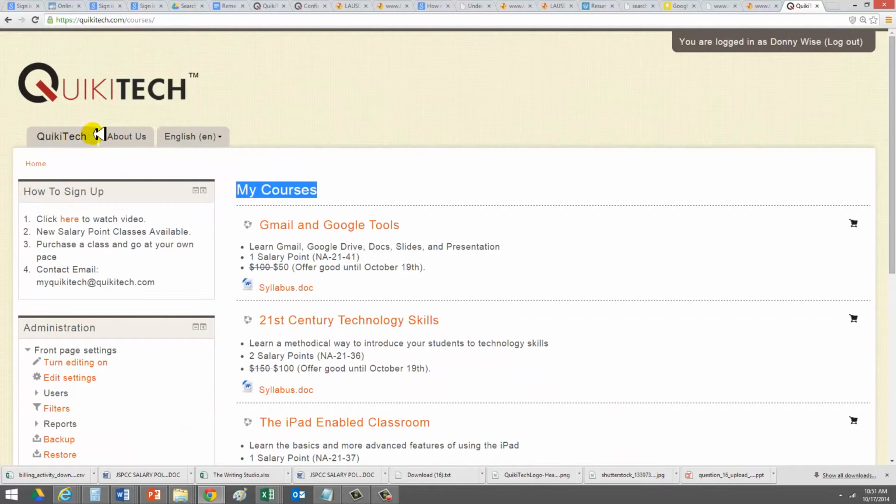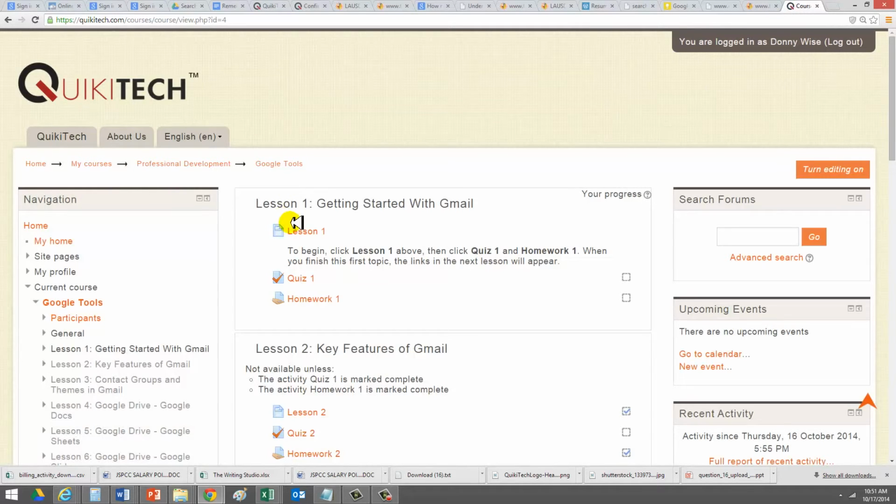Okay, let's go really quickly to a particular course. If we click on the Gmail and Google Tools course, I want to make sure that you're clear always how to get back to this page. Always go to the left and click on the name of the course. That will always bring you back to this page.